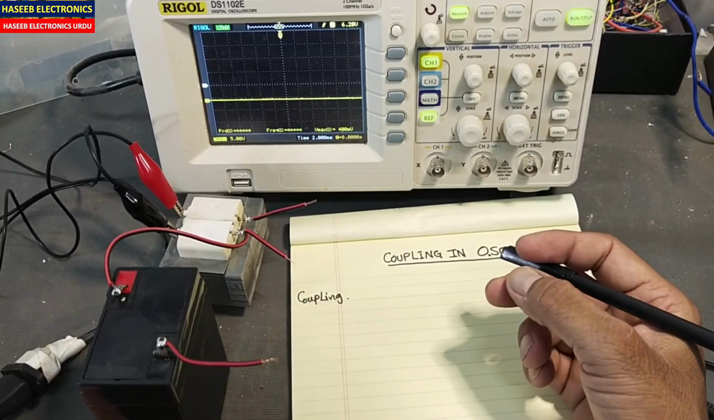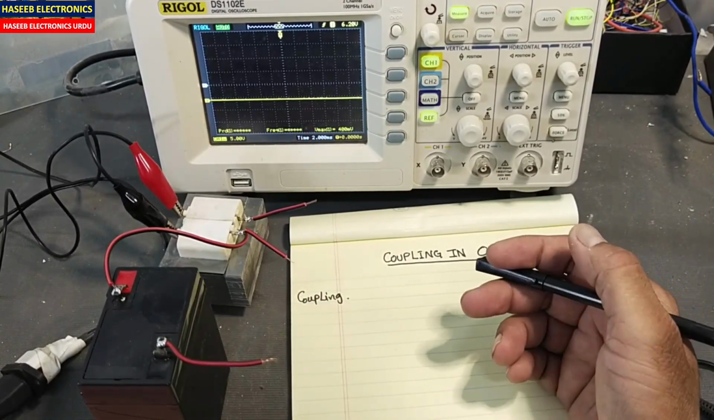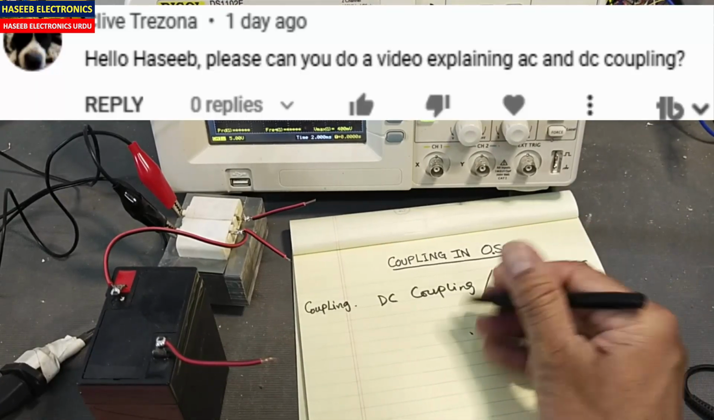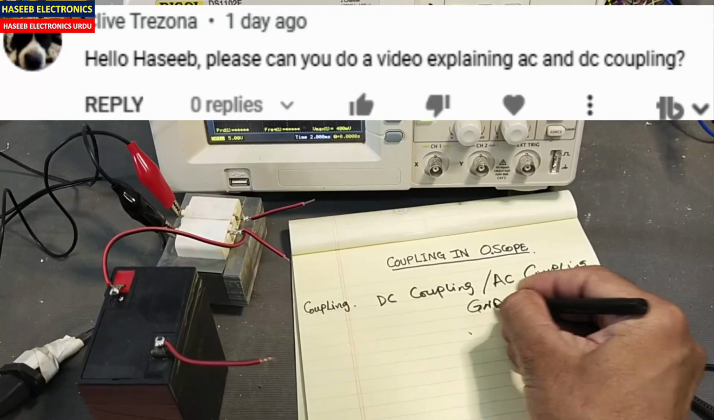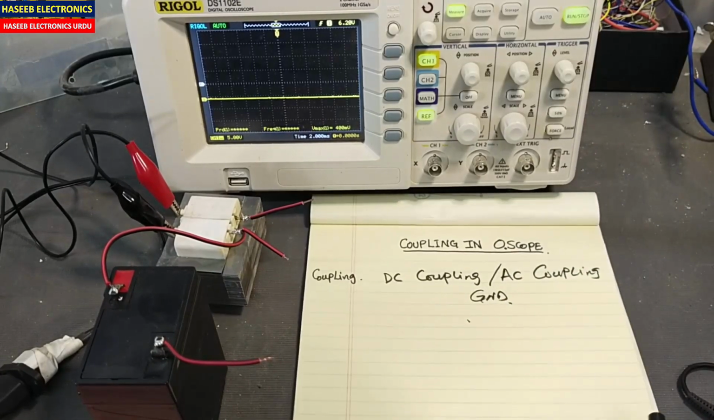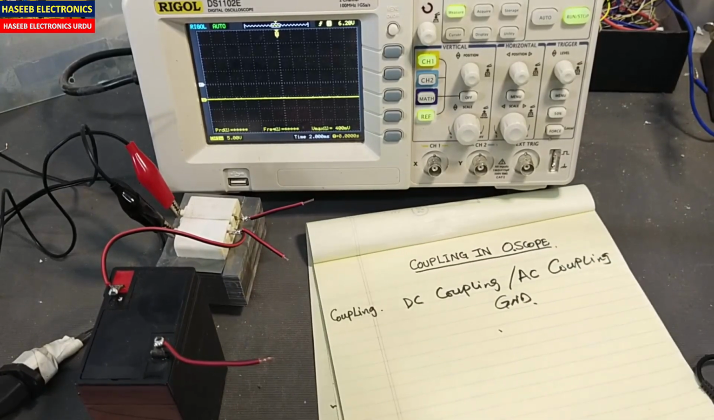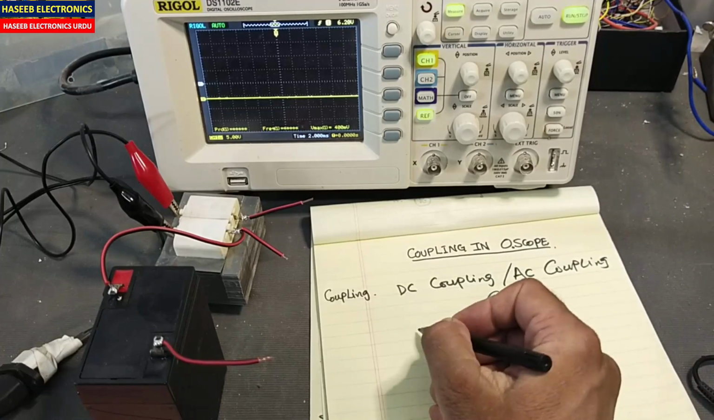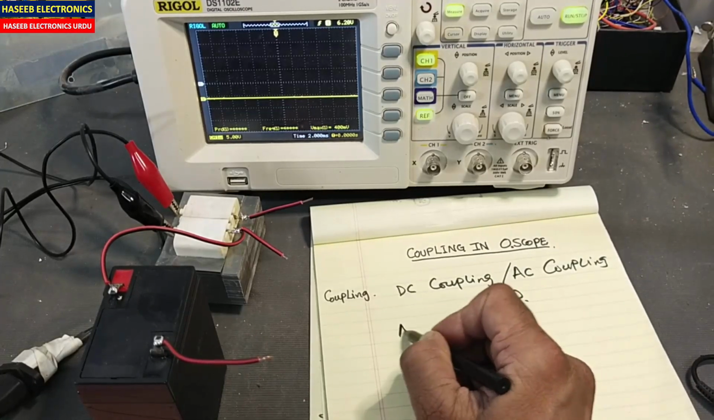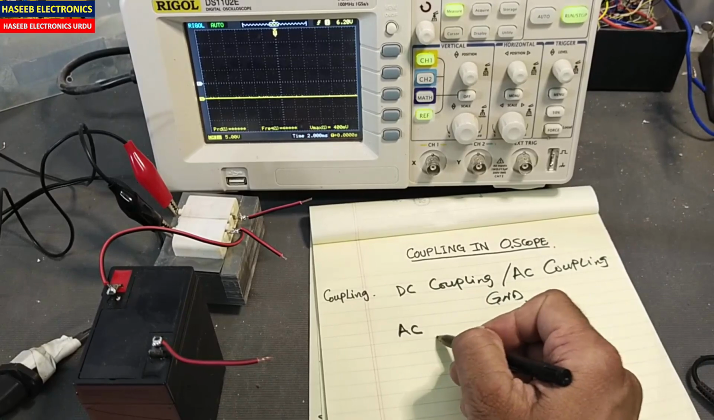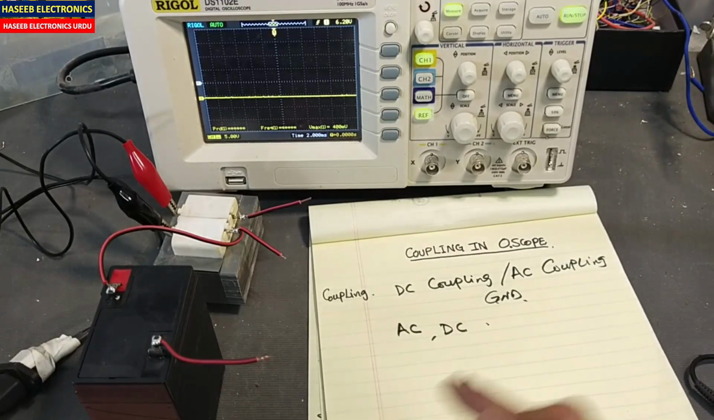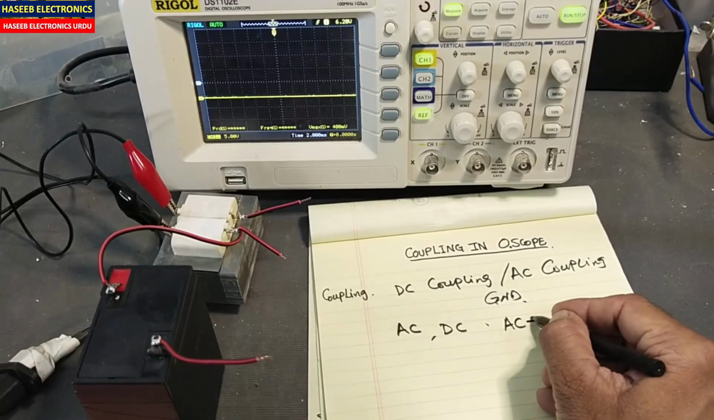I received a comment from my viewer: what is DC coupling, what is AC coupling, and what is ground coupling in the oscilloscope? When we measure signals, which type of signals do we measure with an oscilloscope? We have two types of currents: one is AC, the second is DC, and the third type of signal is AC plus DC.